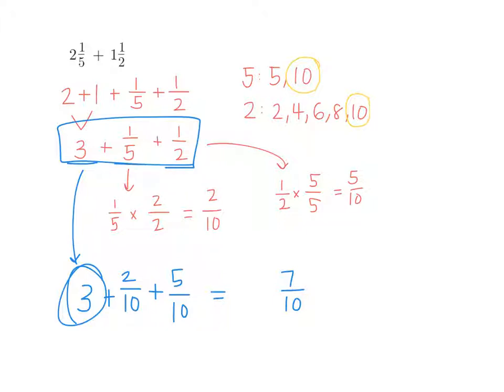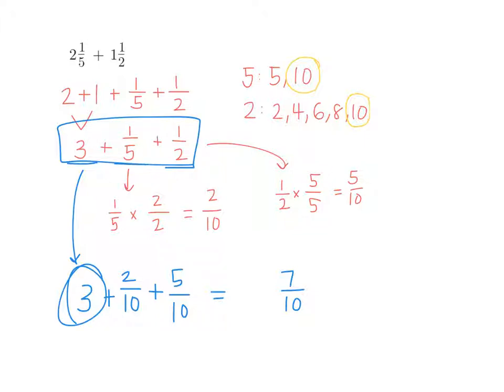If I didn't write my 3 because I made the same fabulous fail that lots of people make and I get my answer as 7/10, is that between 3 and 4? Is that reasonable? In fact, if we look at the question, 2 1/5 plus 1 1/2, would 7/10 be a reasonable sum of those two numbers? So you always have to think for yourself, is my answer reasonable?